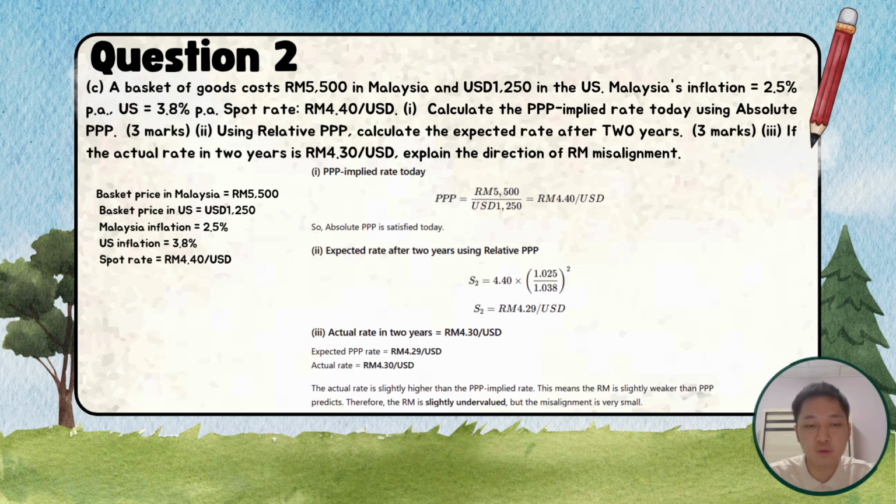The exchange rate after 2 years is RM 4.30 per USD. This is slightly higher than the BPP implied rate of RM 4.29. Therefore, the RM is slightly weaker than PPP predicts, meaning the RM is slightly undervalued, however the difference is very small.